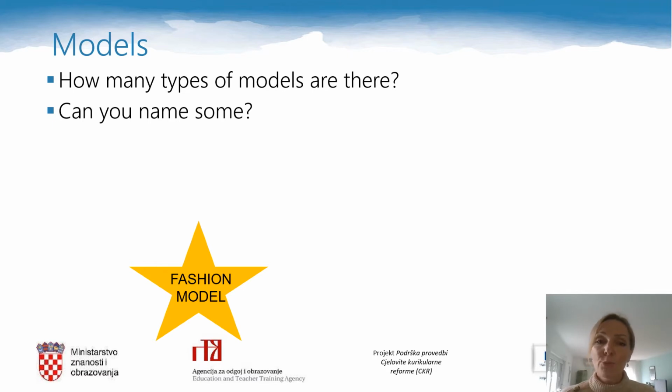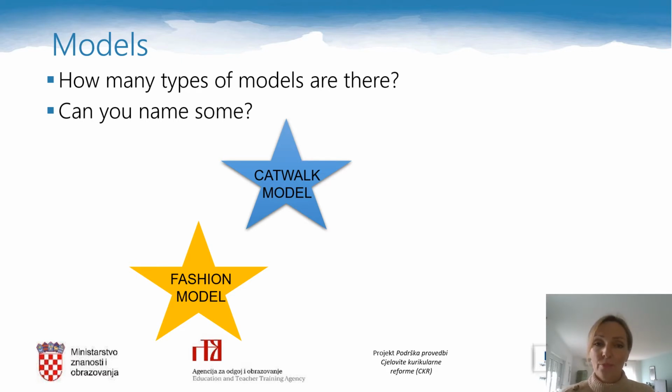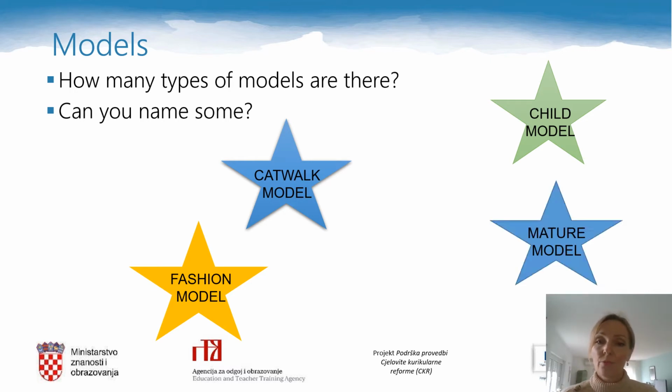A fashion model is usually the person that you see in fashion magazines or in catalogs. Catwalk models have some additional assets. They are very tall and very slim, and they usually take part in fashion shows. You can see child models in commercials about children's food, children's clothes, toys, etc. Mature models are not so young anymore. They are models who work even after a certain age.